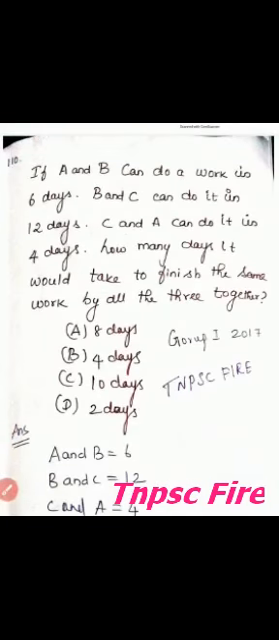In this problem they give 3 values, that is A, B, C: A's efficiency, B's efficiency and C's. Here, as I told you, you first take 2 values. A and B can do the work in 6 days, so you take that value, 6. The next value, B and C, is 12.